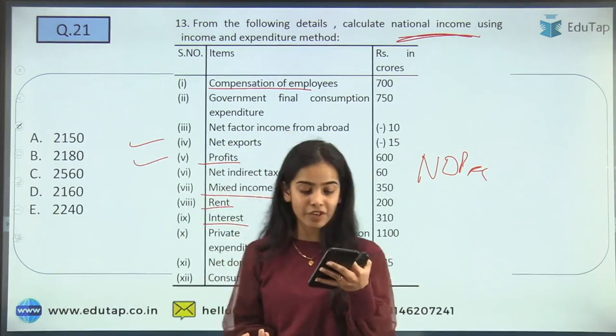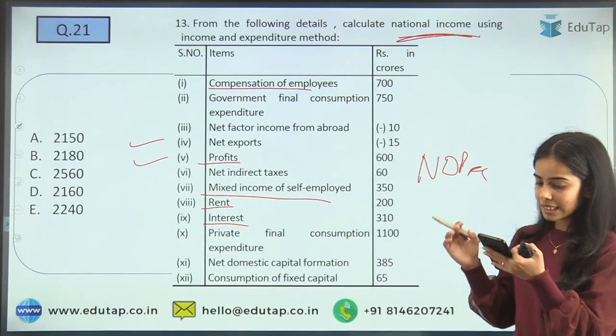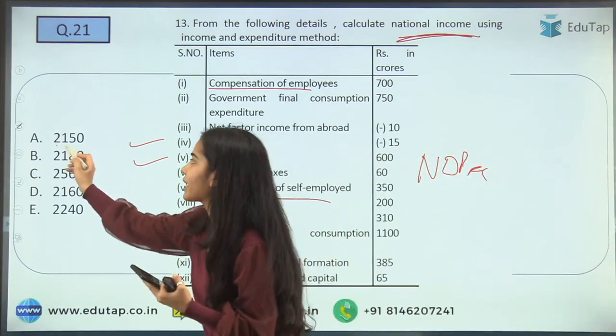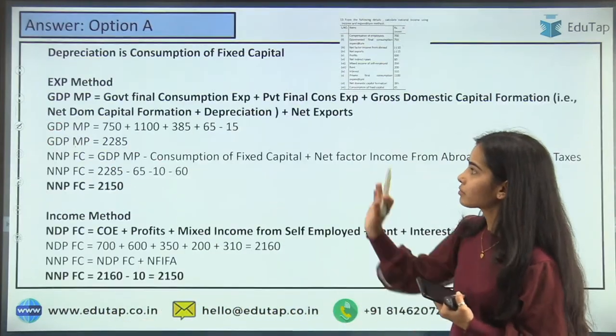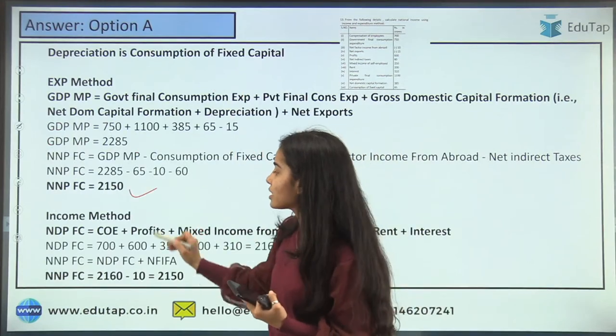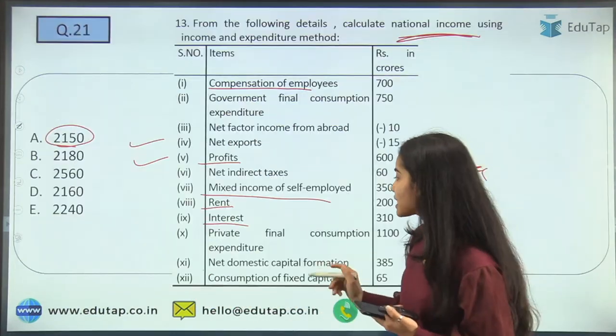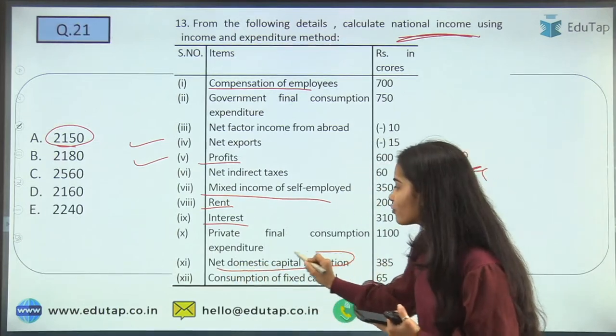And CA Keshav has given the answer, that is C. Okay, Debajani, Vanshika is saying A and your people are right. It is A. So this is the right answer. A is the right answer. And why I said that this one is important? Because in the question you must have seen net domestic capital formation.